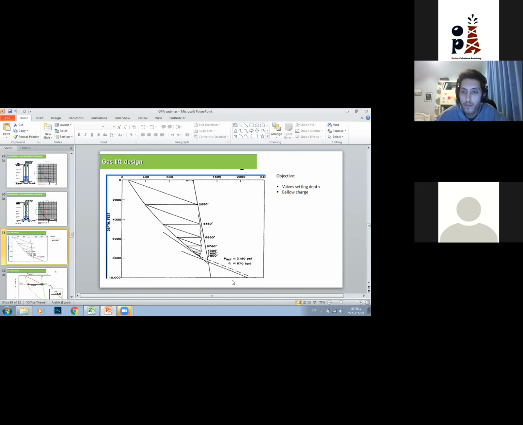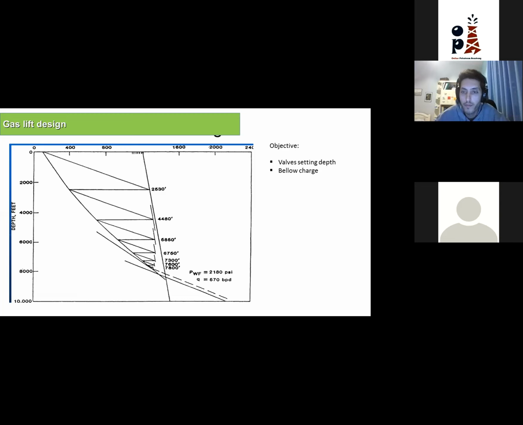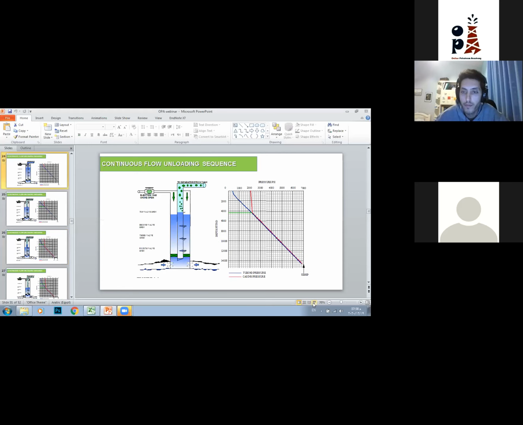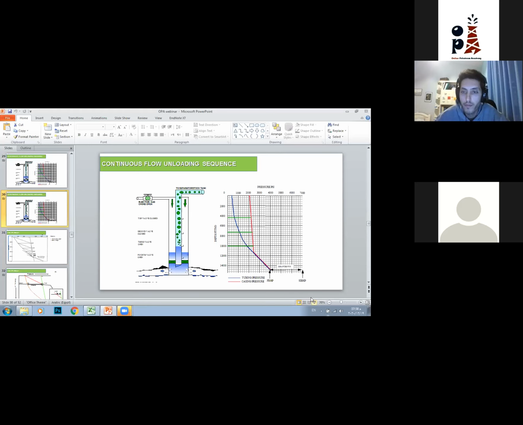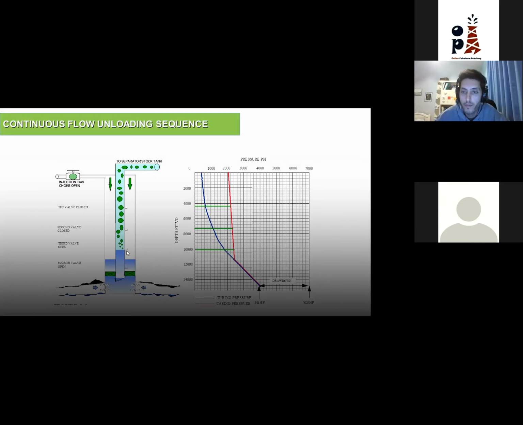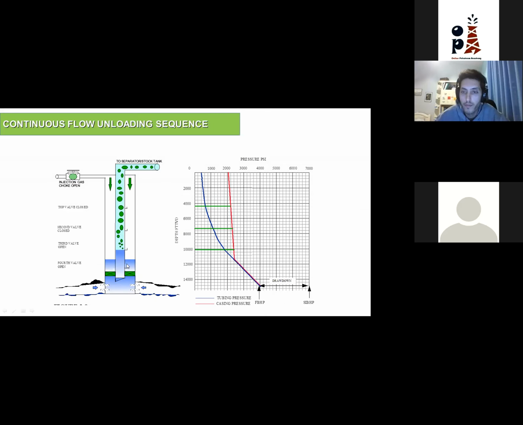And there are other valves called whiskey valves or dummy valves. These whiskey valves or dummy valves are for the future. Remember this curve here. I have here 1, 2, 3, 4. Okay, so this is my operating valve. I'm injecting gas all the time from here and I'm producing here.